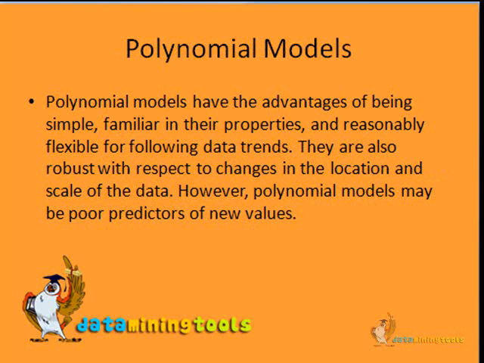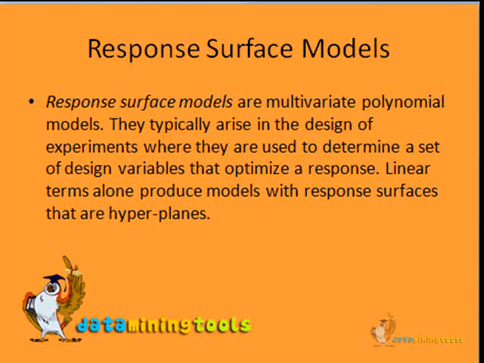There are also these polynomial models for regression. They have the advantage of being simple, familiar in their properties, and reasonably flexible for following data trends. Then we have response surface models, which are multivariate polynomial models. They typically arise in the design of experiments, where they're used to determine a set of design variables that optimize a response.